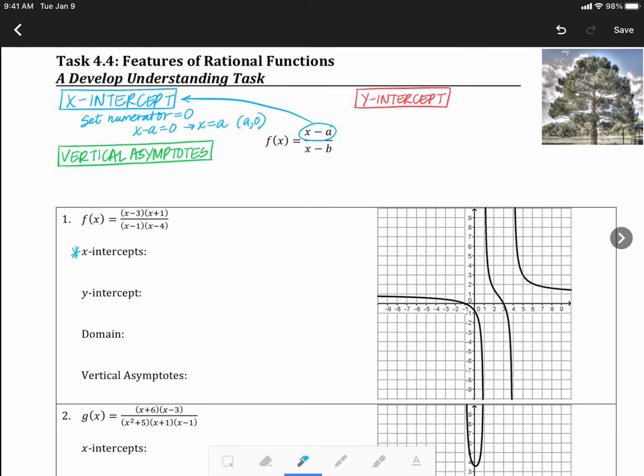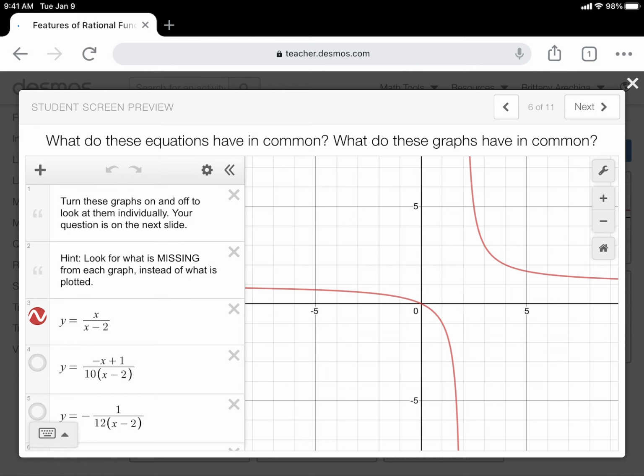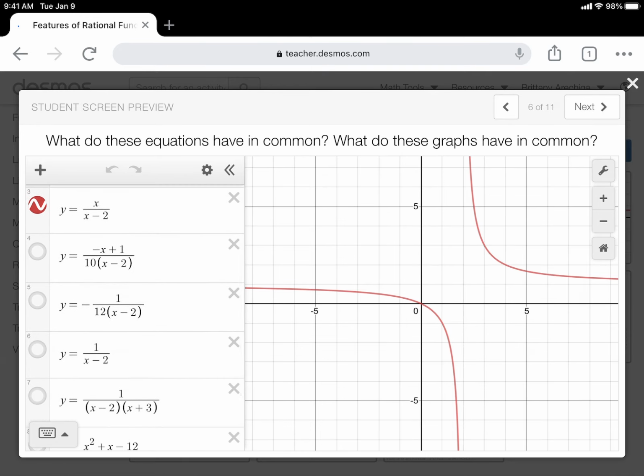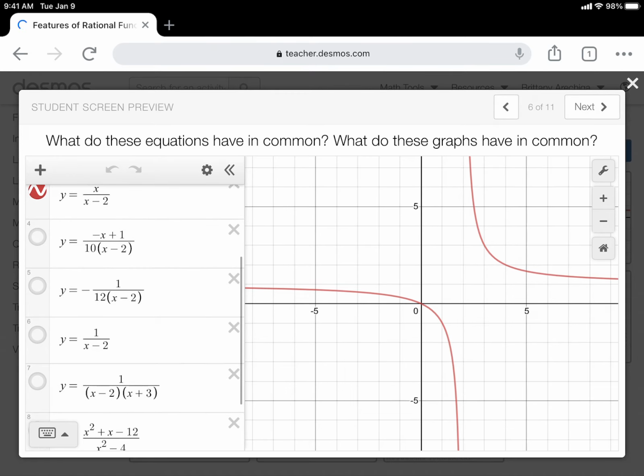But we've got some other things to explore. Let's explore our vertical asymptotes. Our vertical asymptotes are actually really similar to our x-intercepts. So let's look at a bunch of rational functions and let's see if we can develop a pattern. My hint on this one is to look at these functions, see what they have in common. So just look at the equation. Just kind of scan through this list and look at the equations.